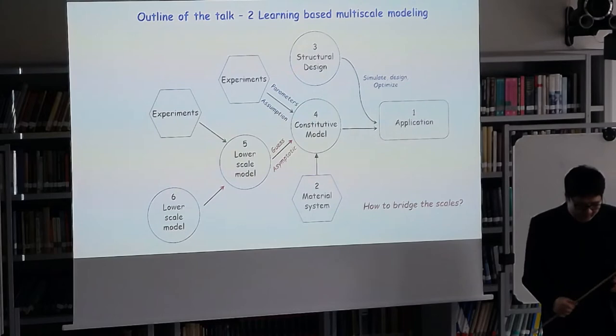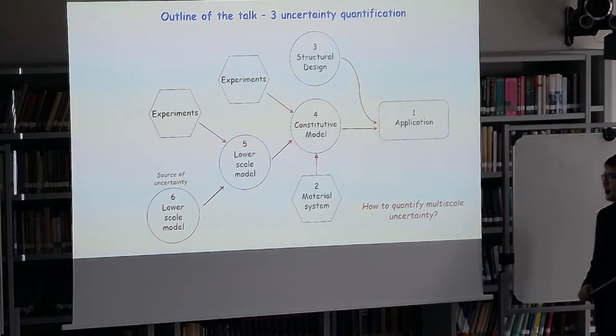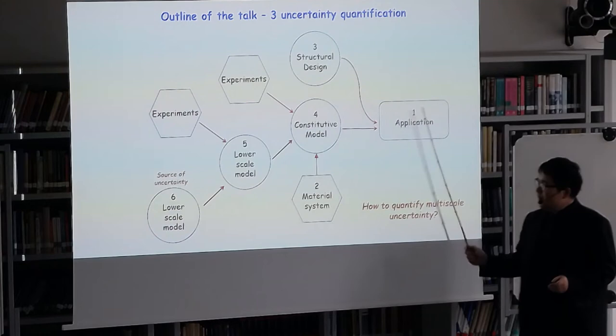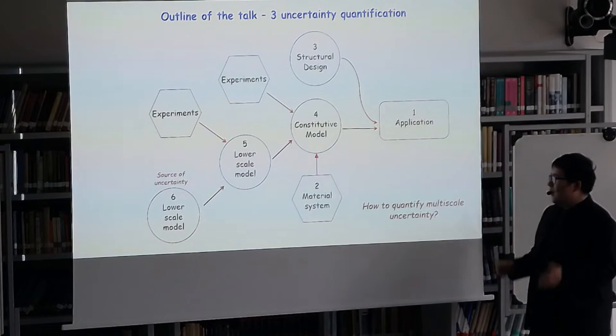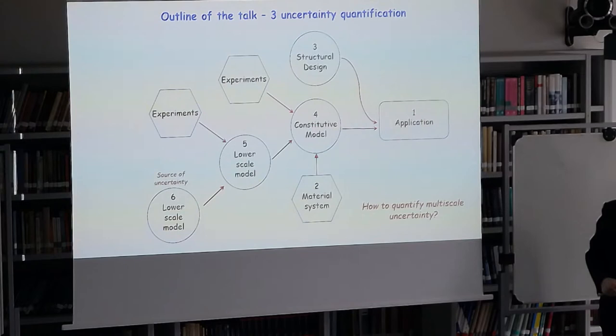And the third topic today that I wanted to discuss is how to quantify the uncertainty that arises from this map. For example, in each of these length scales, we will have a chance to generate uncertainties. And of course, it's going to pass from the lowest length scales to the highest length scales. Is there a way to quantify these uncertainties and their propagation? So those are the three topics I would like to discuss.